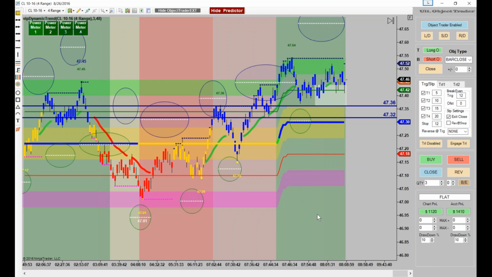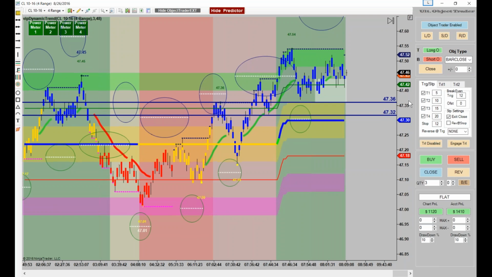And watch and see if we don't get a magic predictor showing up here pretty soon too. See if we can take a trade. I'll speed this up a little bit. Hopefully we can catch the trade.